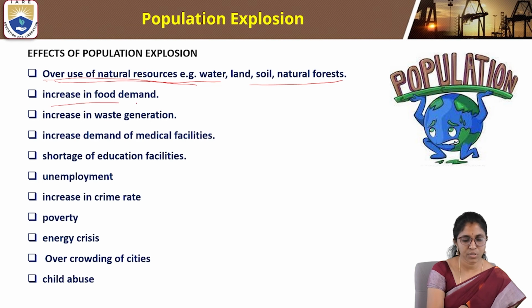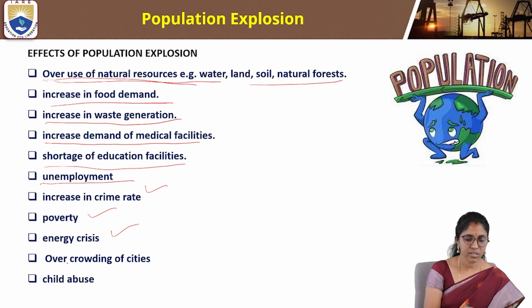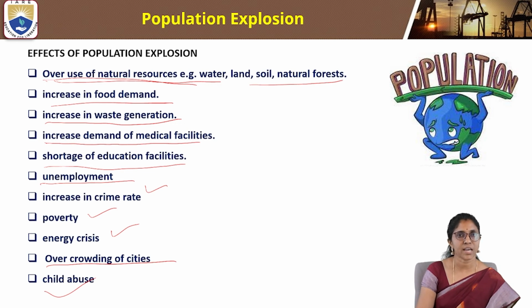There is an increase in food demand and waste generation, and it leads to increased demand for medical facilities, shortage of educational facilities, and also an increase in unemployment, crime rate, poverty and energy crisis, overcrowding of cities and child abuse. These are all the effects of population explosion.